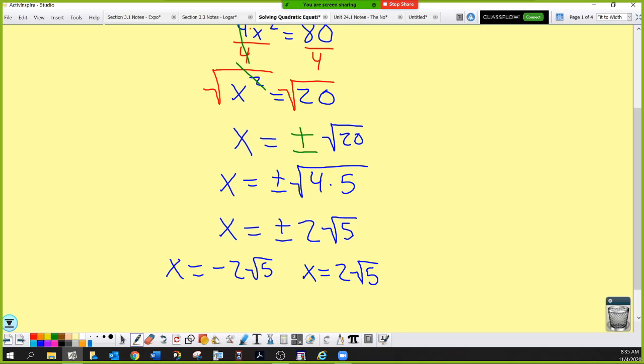Yes, sir? So if you can't get a negative number through square rooting, then how can you also have that? Well, let me ask you a question. What is 3 times 3? 9. Great. What is -3 times -3? 9. Oh, there it is.